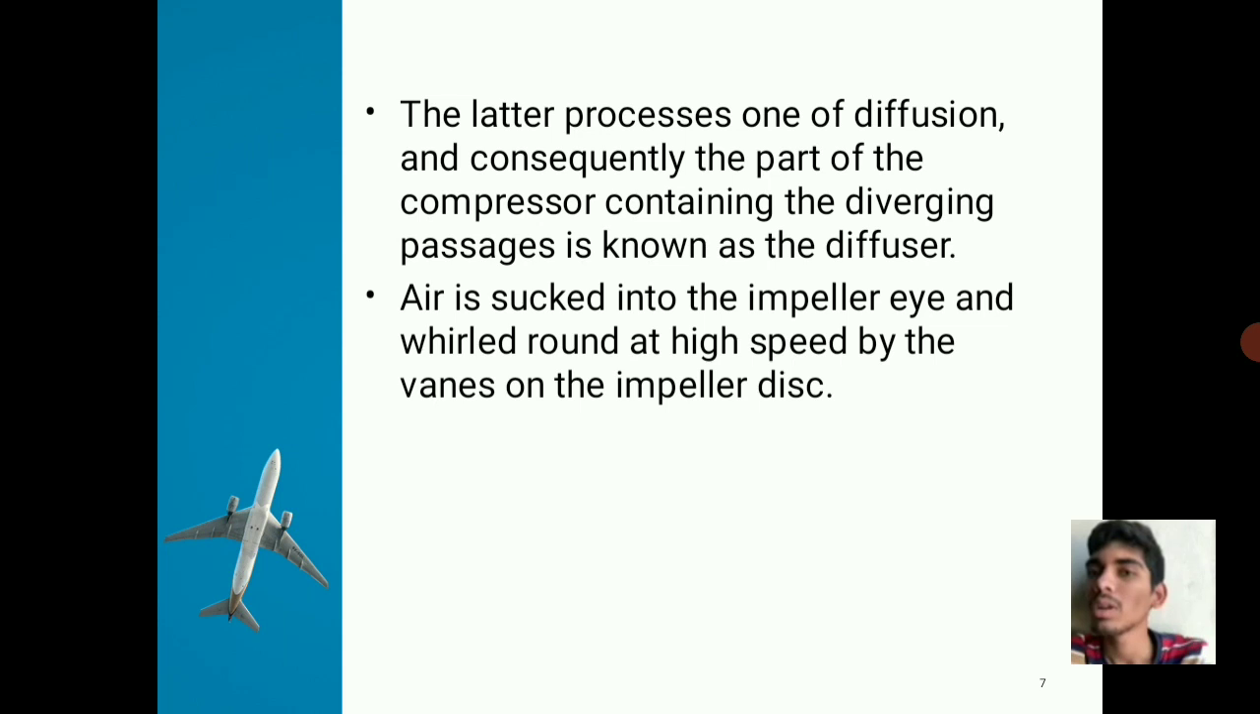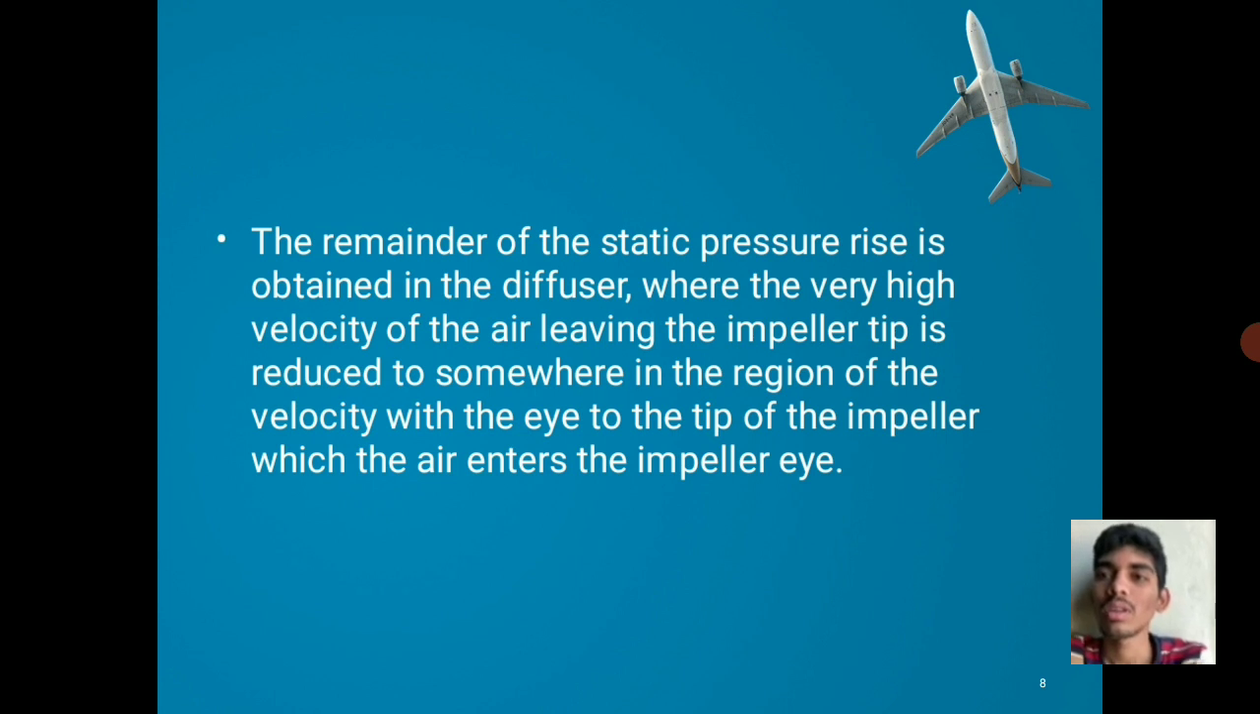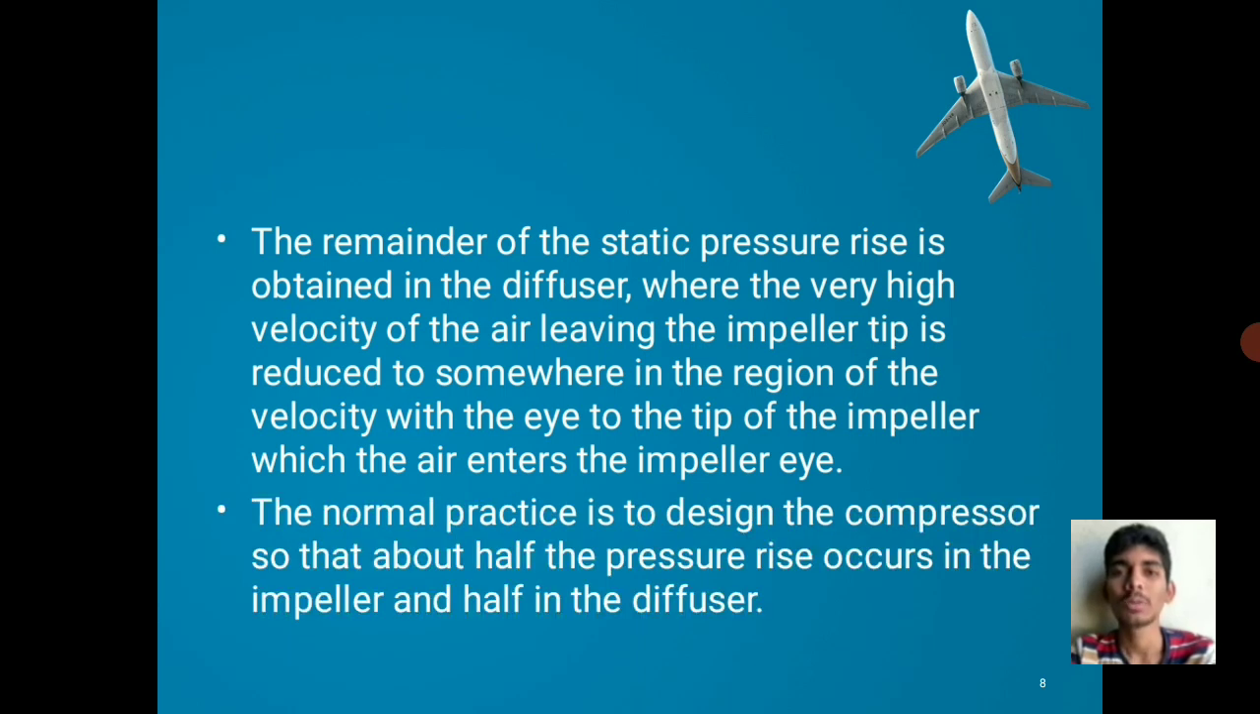Air is sucked into the impeller eye and whirled around at high speed by the vanes on the impeller disc. At any point in the flow of air through the impeller, the centripetal acceleration is obtained by a pressure rise, so that the static pressure of the air increases. The remainder of the static pressure rise is obtained in the diffuser, where the very high velocity of air leaving the impeller tip is reduced to somewhere in the region of the velocity at which the air enters the impeller eye. The normal practice is to design the compressor so that about half the pressure rise occurs in the impeller and half in the diffuser.